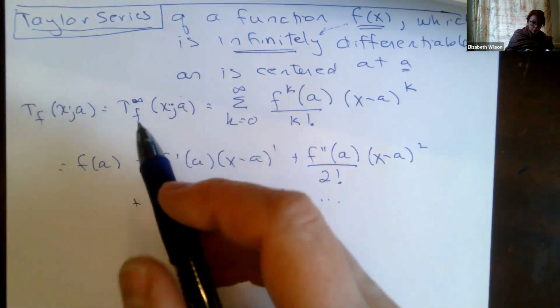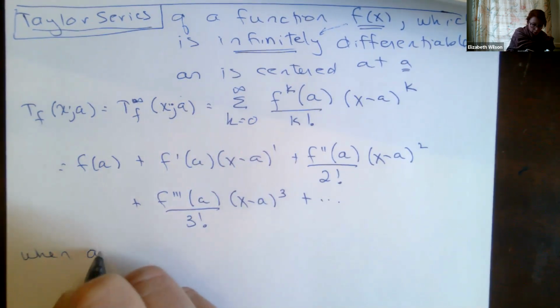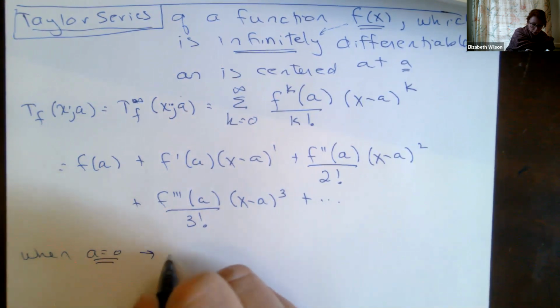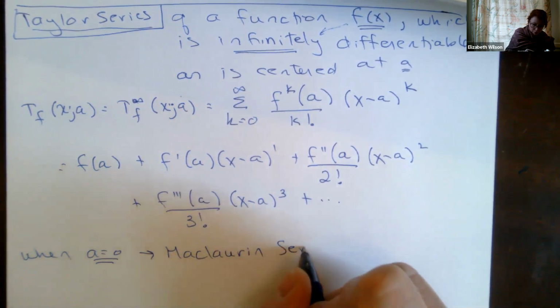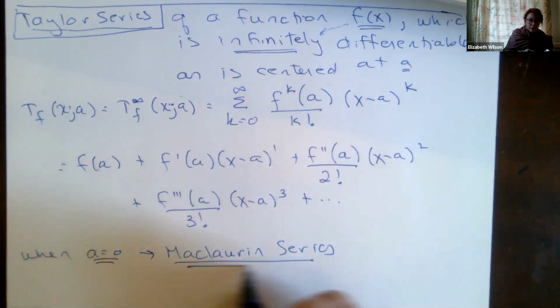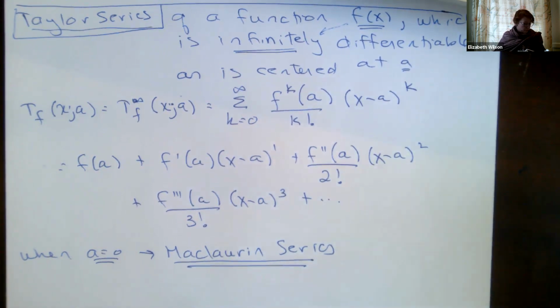Okay, so a Taylor series centered at a. So when a equals 0, this is called a Maclaurin series. Same thing, only a is equal to 0. Okay, like I said, 0 is an important enough location. A lot of things happen around 0 in functions, so it gets its own name.